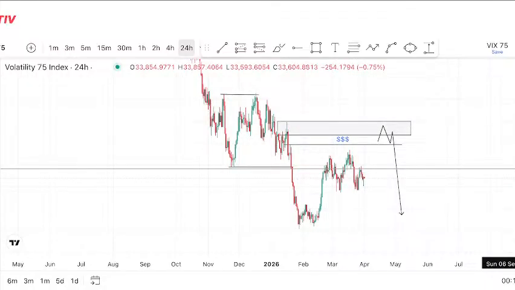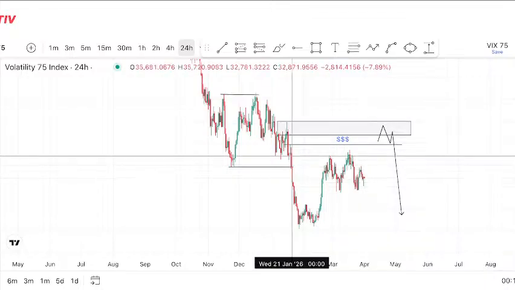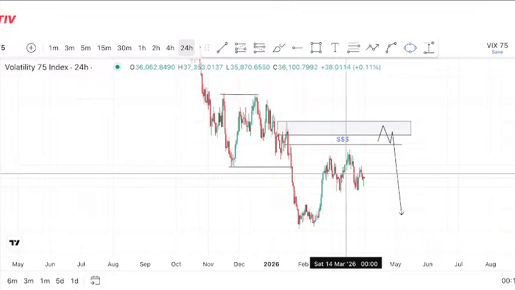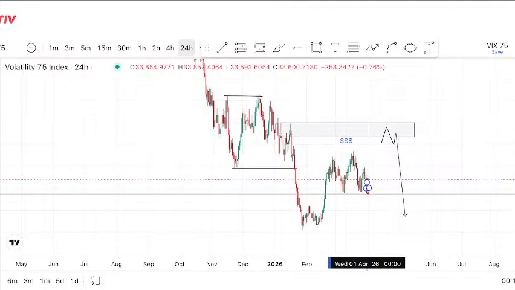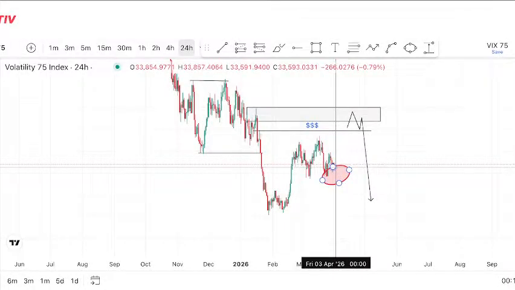So now look at my screen, guys. This is volatility 75. This is where price is currently. Right now price is around this zone. So price is around here currently. I'm doing a top-down analysis so we can know where price is going, and once we understand where price is going, we are going to be able to go to a lower time frame to trade towards that direction.